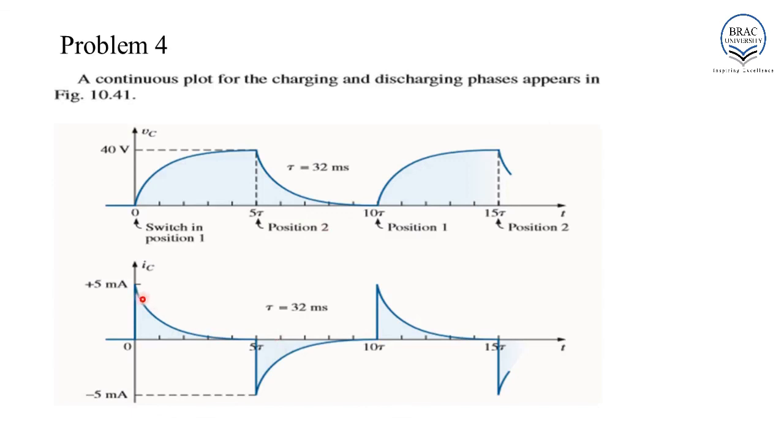The current graph looks like this because during the discharging phase, the direction of the current is reversed. Hence, during the charging phase, the maximum current will be plus 5 milliampere, and during the discharging phase, the current will also be 5 milliampere, but it will have a negative sign which represents that the direction of the current has been reversed.